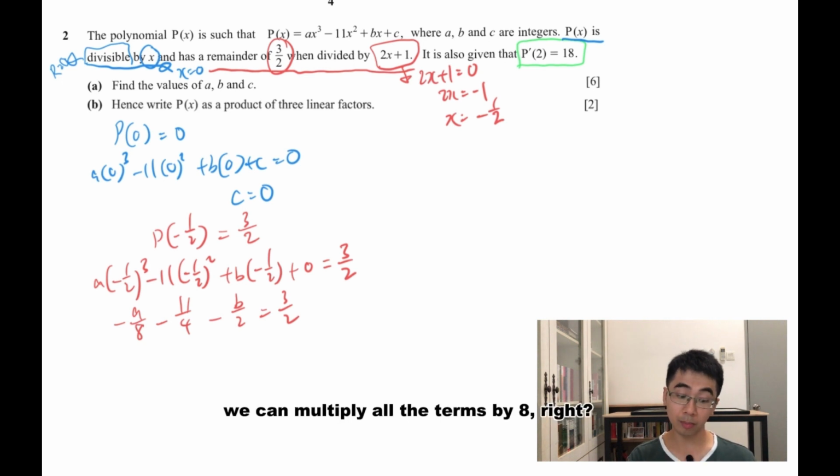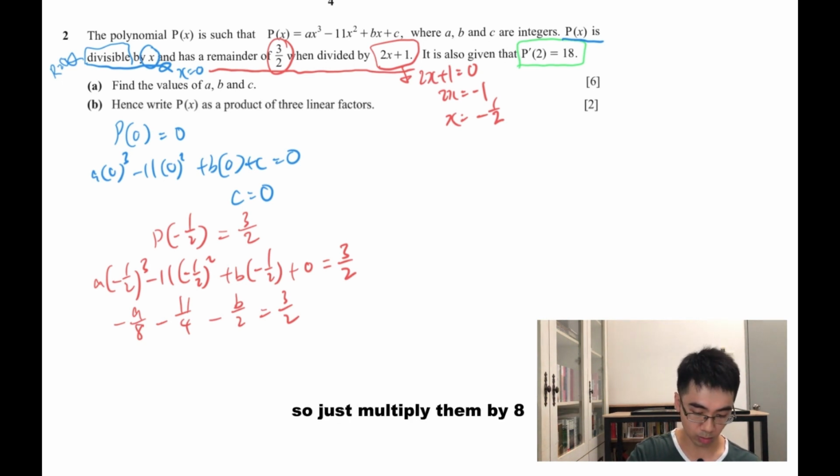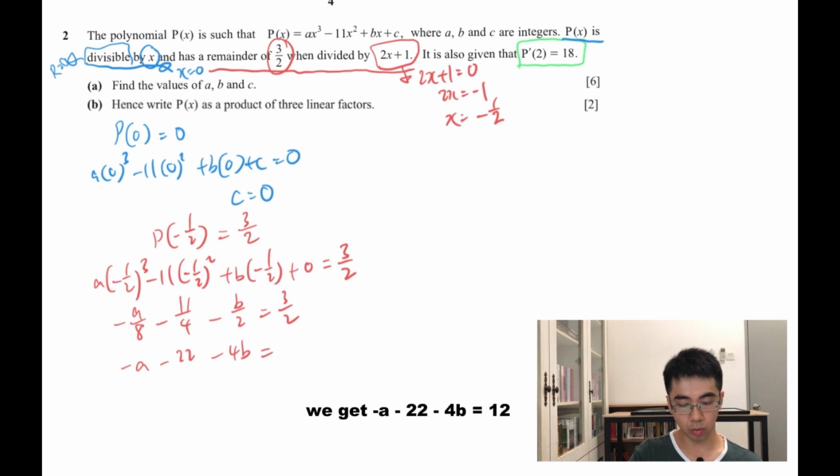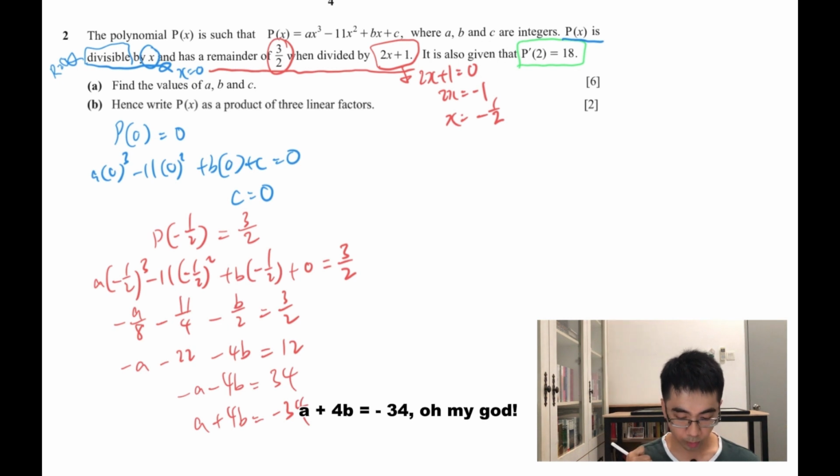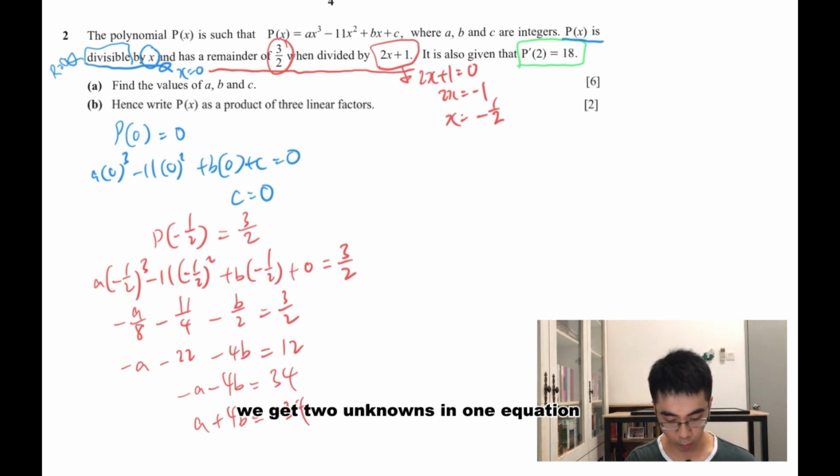So how about that? We can multiply all the terms by 8, right? So just multiply it by 8. We got negative a minus 22, minus 4b equals 12, right? So negative a minus 4b will be 12 plus 22, which is 34. Or we can write it as positive a plus 4b will be negative 34. Oh my god, we got 2 unknowns in one equation, so it's not enough. We must have another equation.